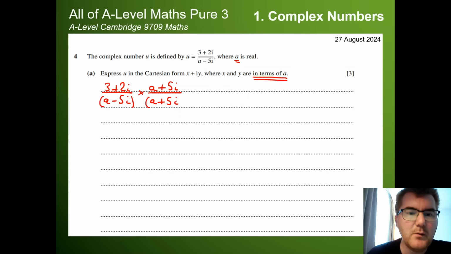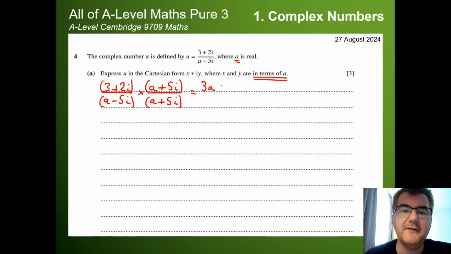So essentially here we need to multiply with FOIL. Again, we're having to work with i, so we need to be a little bit more careful. So if we do the top here, 3 times a is equal to 3a, 3 times 5i is 15i, 2i times a is 2ai. Try and get alphabetical order, makes your life a lot easier. And then 5i times 2i is going to be 10i squared, which we'll simplify in a moment.